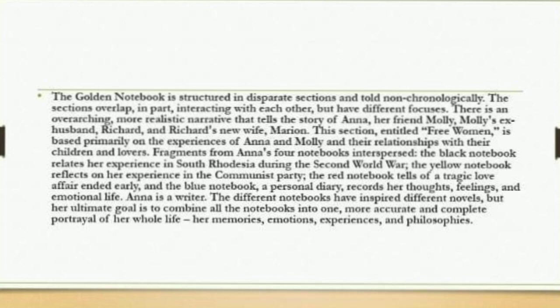Fragments from Anna's 4 notebooks intersperse. The Black Notebook relates her experience in South Rhodesia during the Second World War. The Yellow Notebook reflects on her experience in the Communist Party. The Red Notebook tells of a tragic love affair ended early, and the Blue Notebook, a personal diary, records her thoughts, feelings, and emotional life. Anna is a writer. The different notebooks have inspired different novels, but her ultimate goal is to combine all the notebooks into one more accurate and complete portrayal of her whole life, her memories, emotions, experiences, and philosophies.